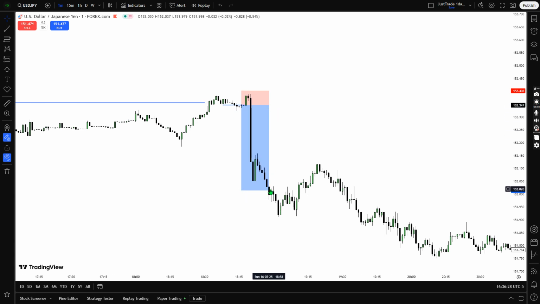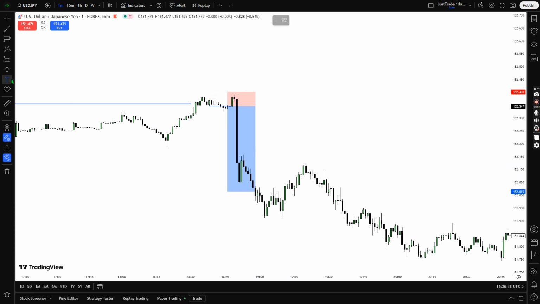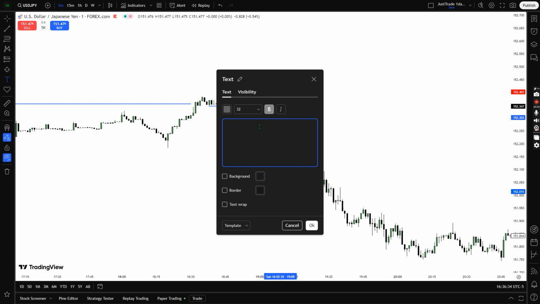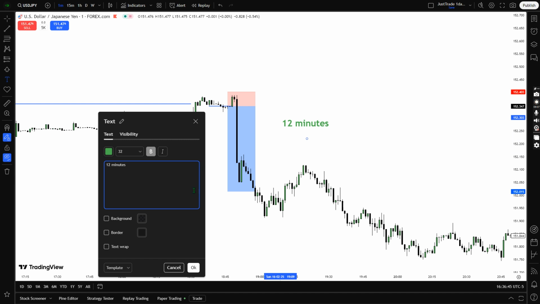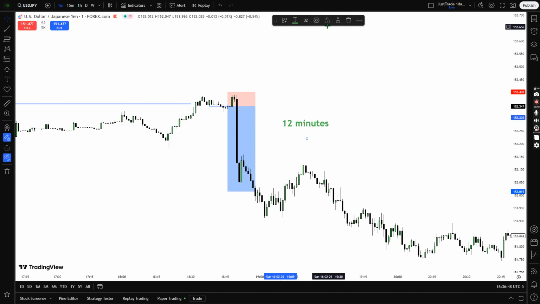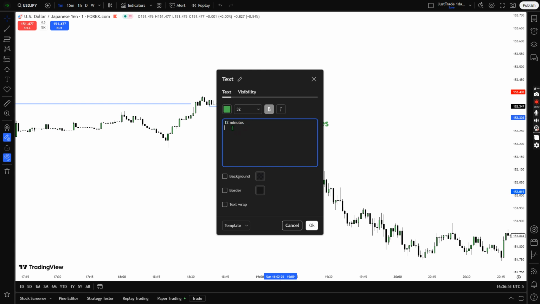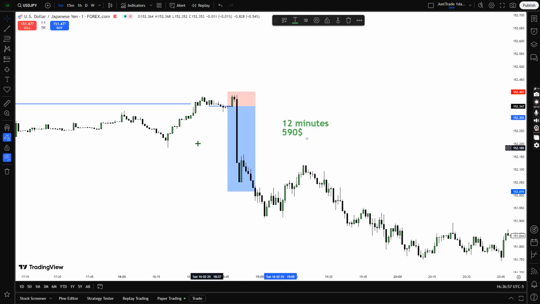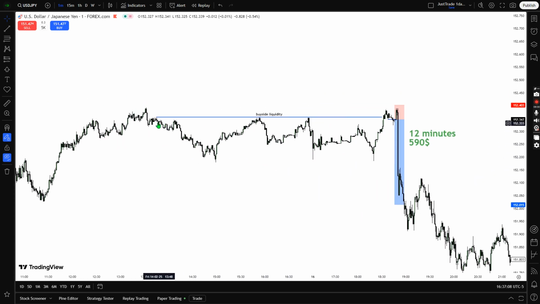In just about 12 minutes, let me check, 12 minutes, we would have made about, risking $100, $190. Tell me if this is bad, bro. Tell me if this is bad. This is some people's monthly income in 12 minutes. Using liquidity sweeps. It's so simple.